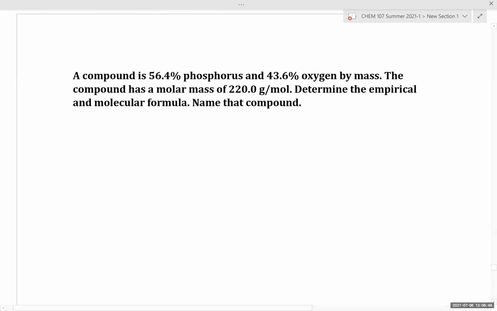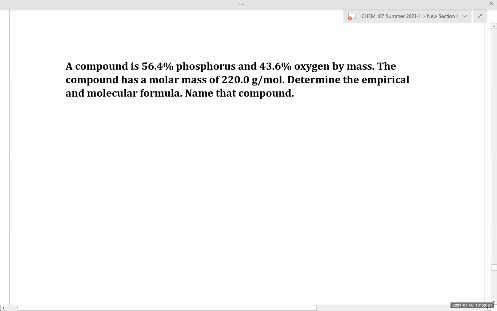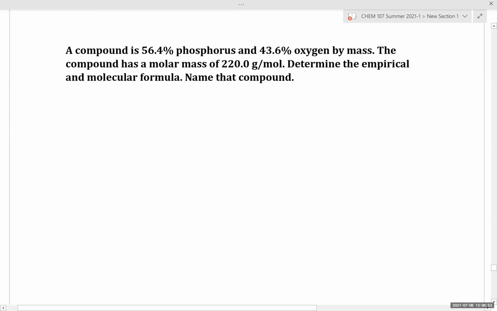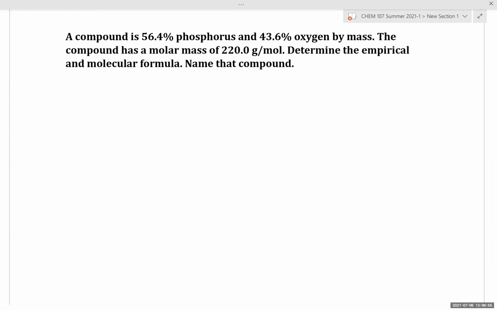Okay, so let's do one more example. This time we have a compound that contains phosphorus and oxygen. We're given the mass percentages as well as the molar mass, and we're asked to determine the empirical and molecular formula and then name the compound. So let's use this example almost as our capstone, and apply what we've learned to the following problem.